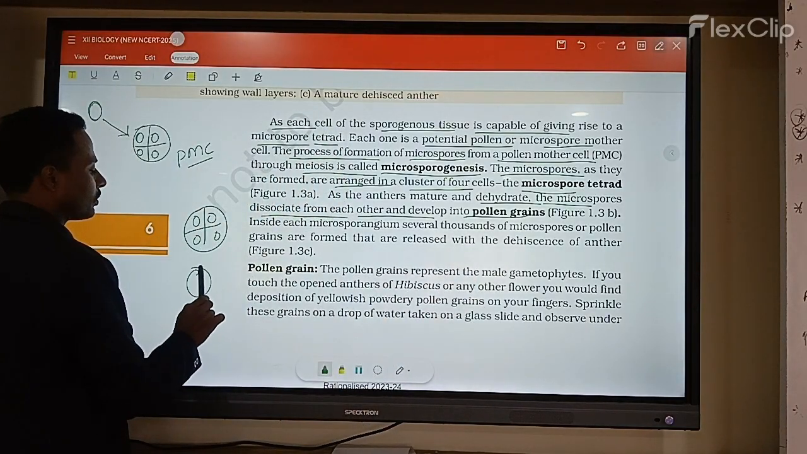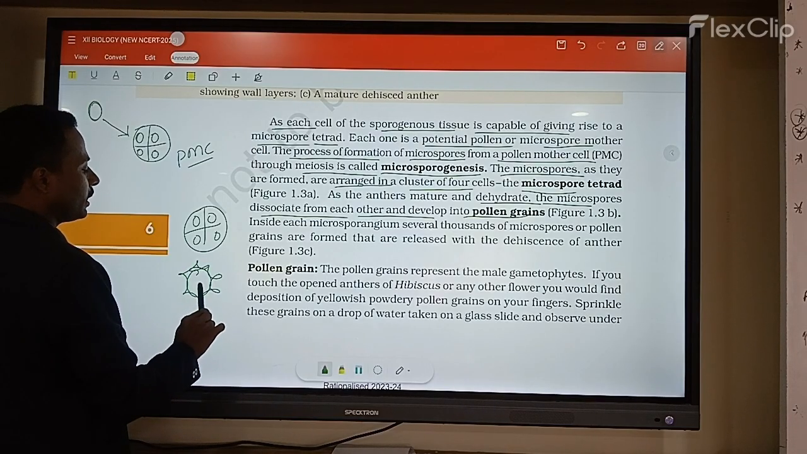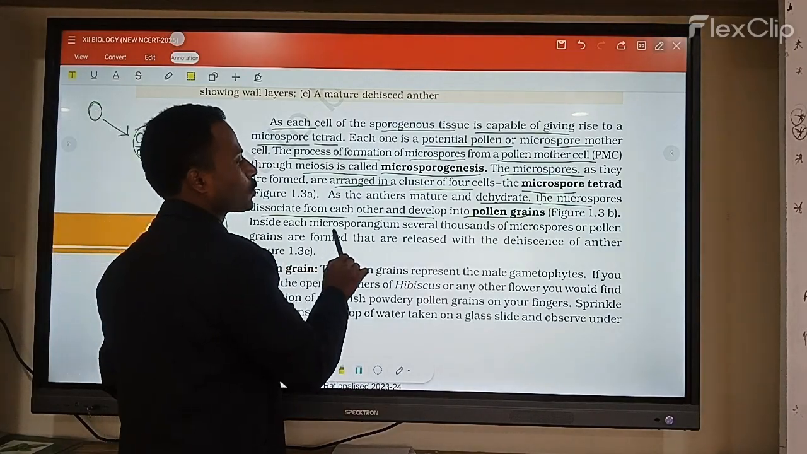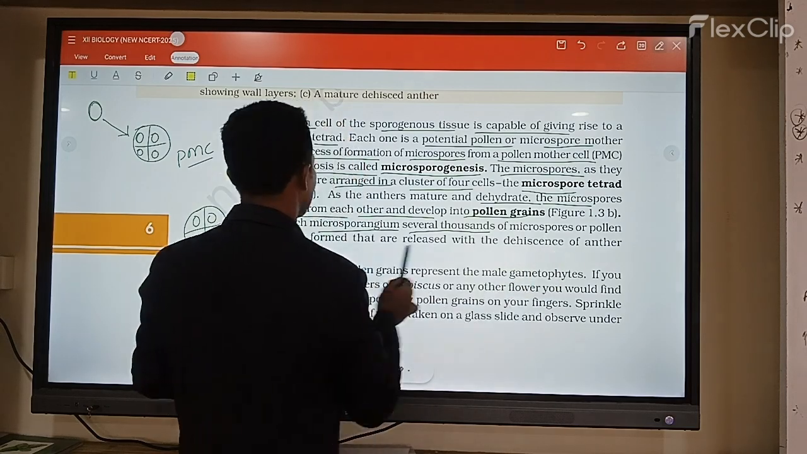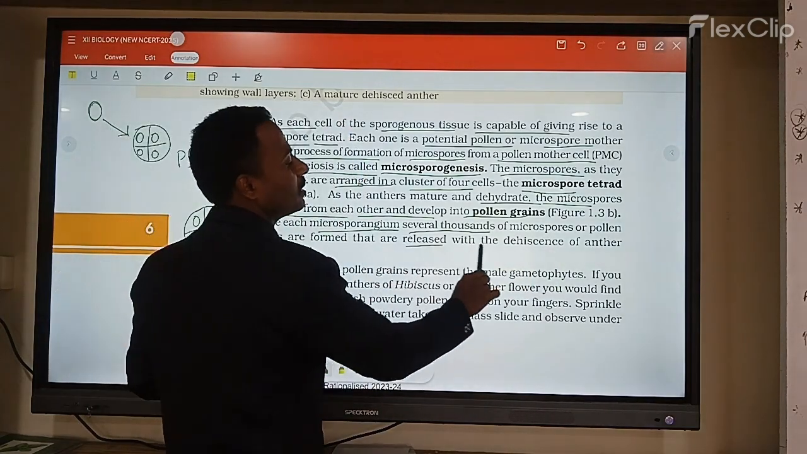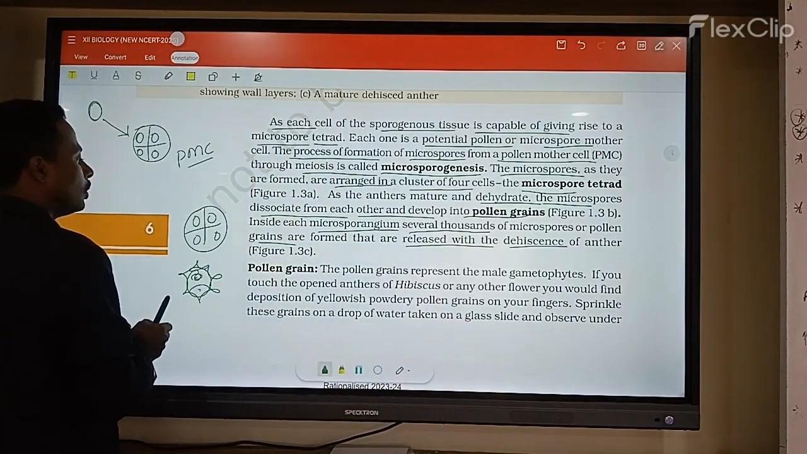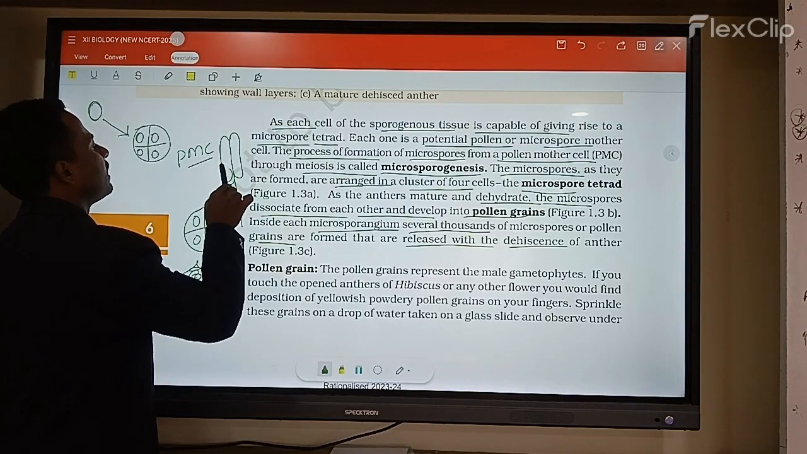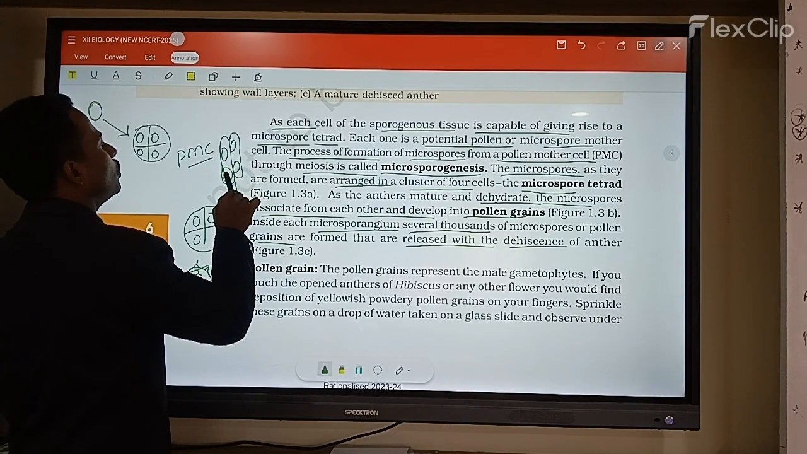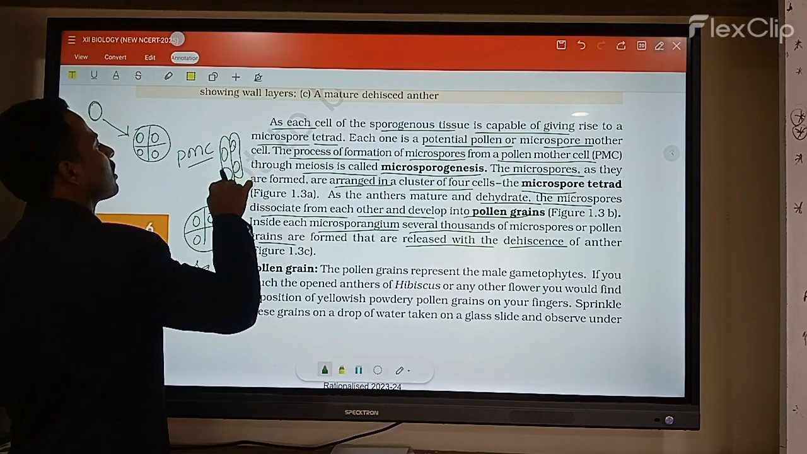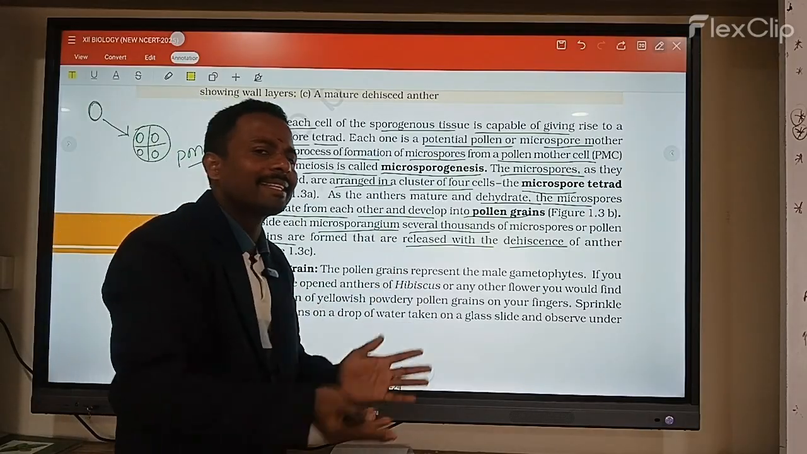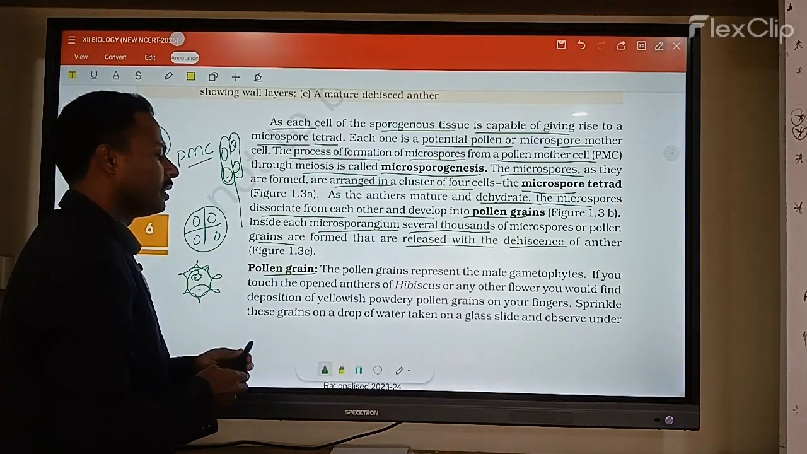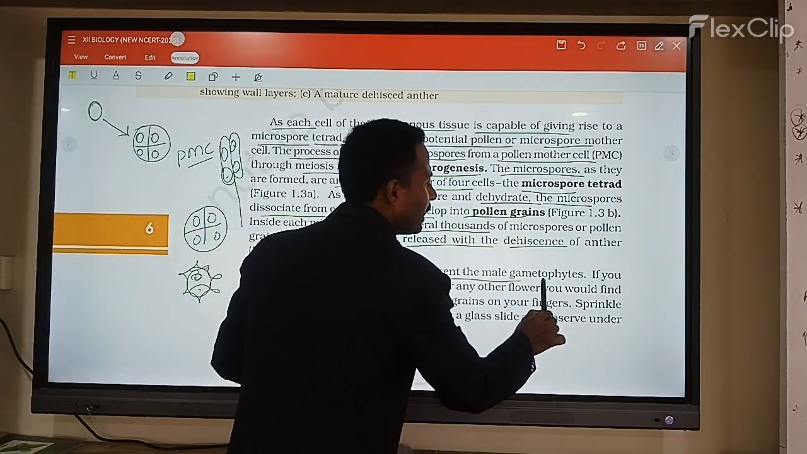After this, each one develops completely into a pollen grain. Inside each microsporangium, several thousands of microspores or pollen grains are formed and are released with the dehiscence of the anther. When you take one particular anther, inside it a number of pollen grains mature, and after dehiscence they are released outside the anther. Now, the pollen grain represents the male gametophyte.